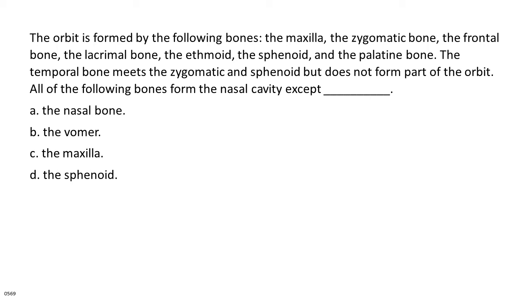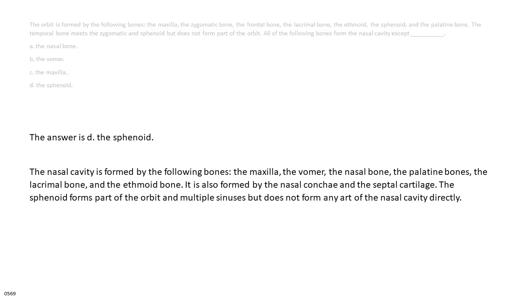All of the following bones form the nasal cavity except dash. A. The nasal bone. B. The vomer. C. The maxilla. D. The sphenoid. The answer is D. The sphenoid.